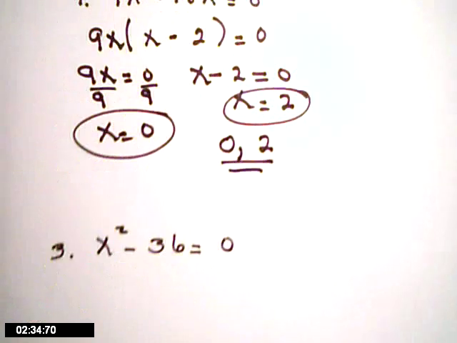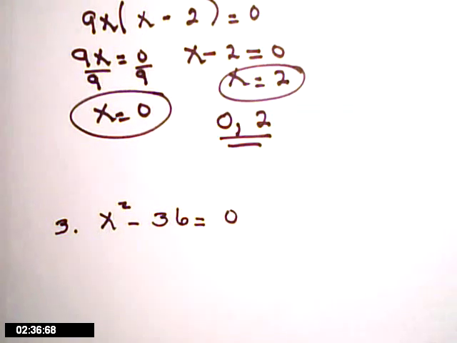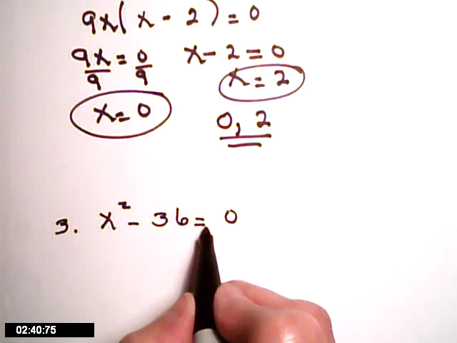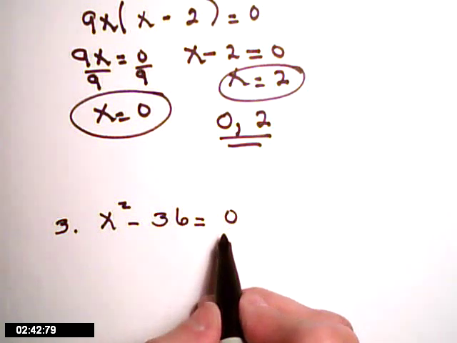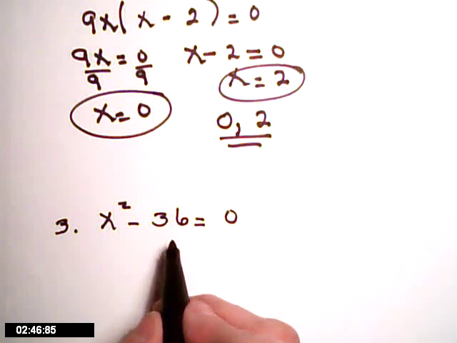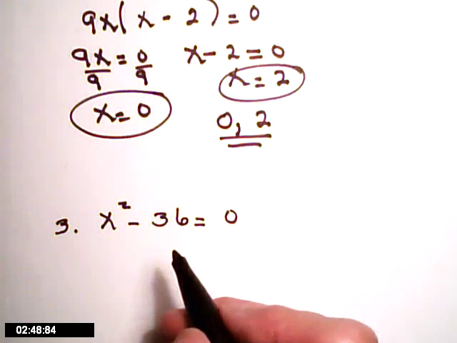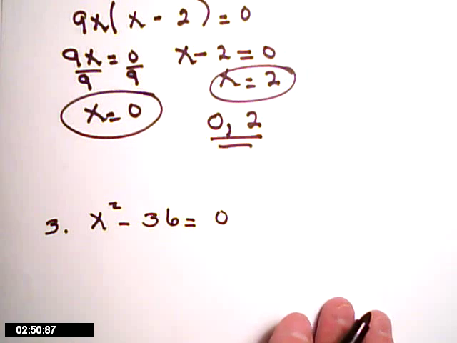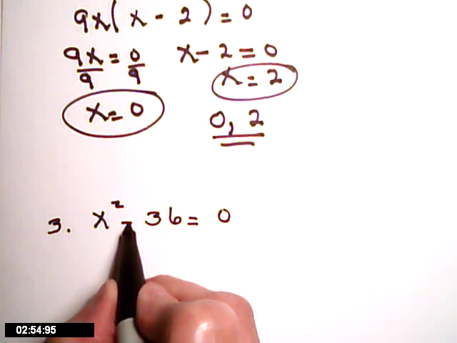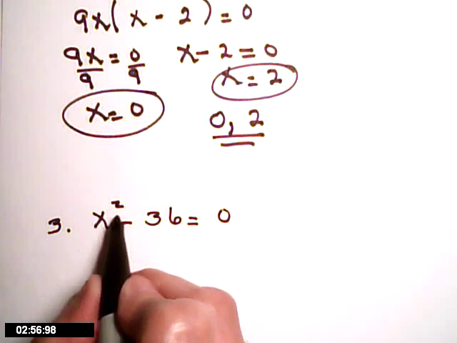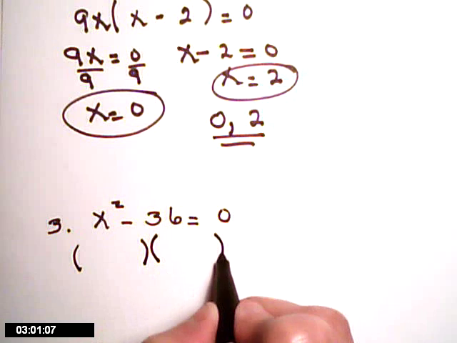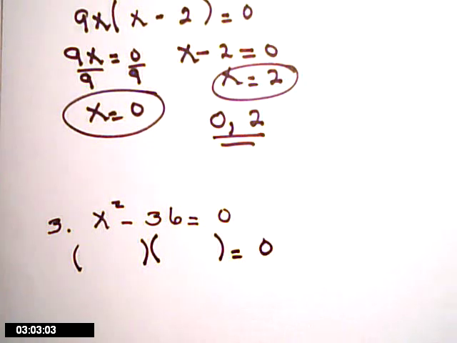Okay, the next problem we're going to look at is your number 3. x squared minus 36 equals 0. Again, notice that it is equal to 0. I told you to always look for a greatest common factor first. We don't have one in this, but this is what I call the difference of two squares. Notice it is a difference. It has a minus. It only has two terms, and both of them are perfect squares. Anytime that happens, it's going to be real easy to solve.